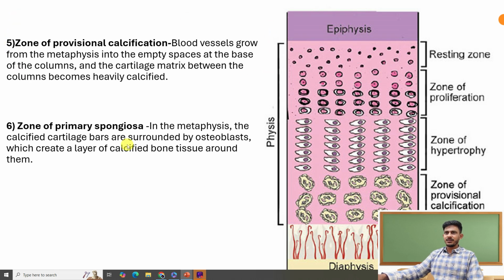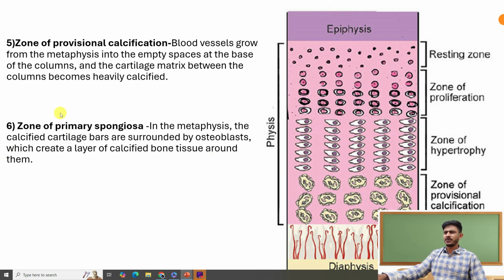So what happens is the blood vessels grow from the metaphysis into the zone of provisional calcification, and the cartilage matrix between these vessels and the columns becomes calcified. So in this zone only, there is no calcification occurring. So the defect in the physis occurs in the zone of provisional calcification.